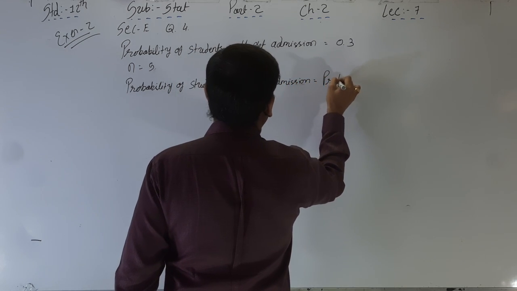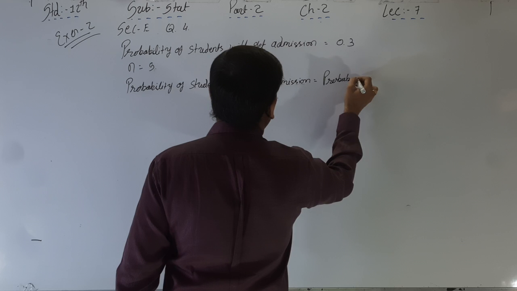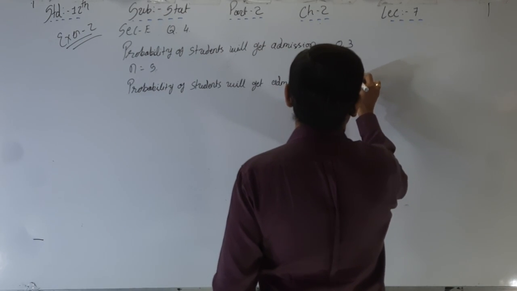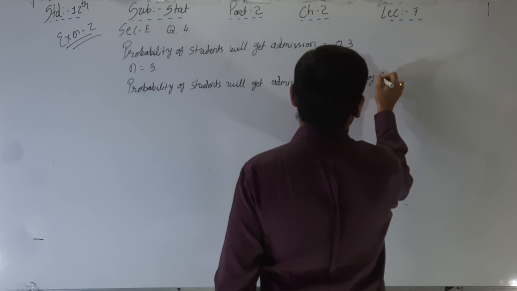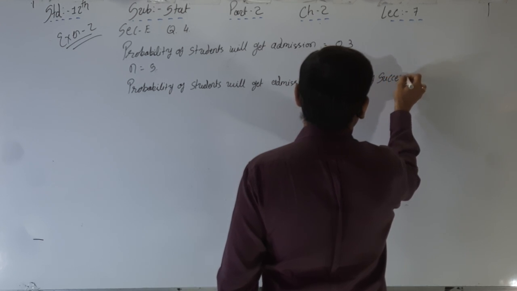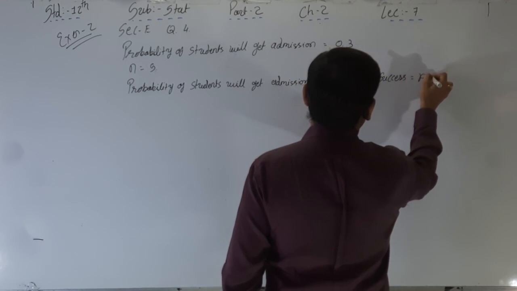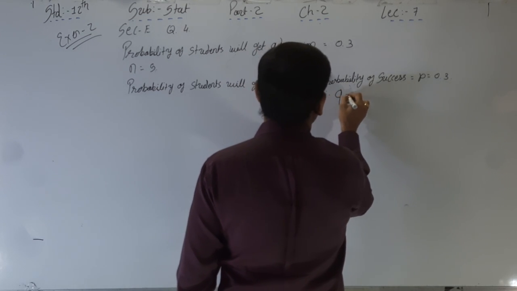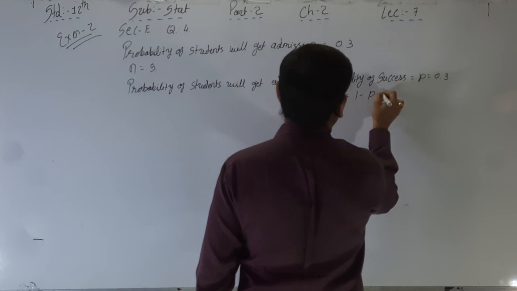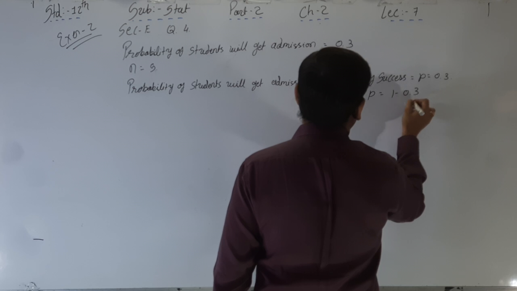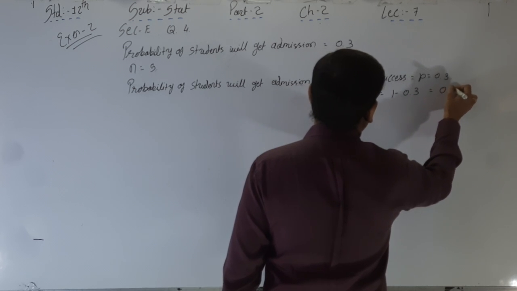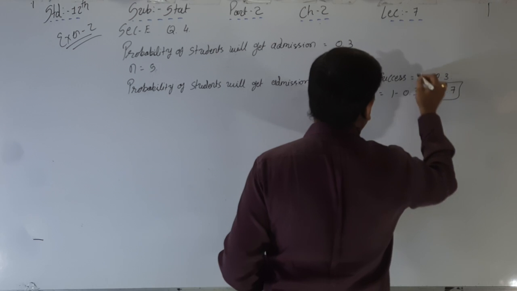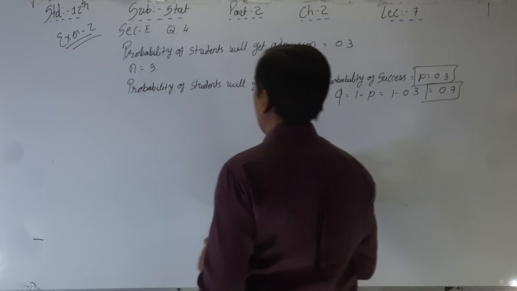That is our probability of success, and that's why P is equal to 0.3. Now Q is equal to what? 1 minus P, that is 1 minus 0.3, that is 0.7. So here P, Q and N are there.